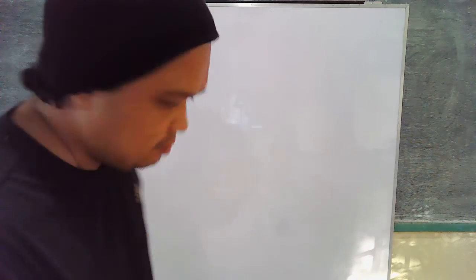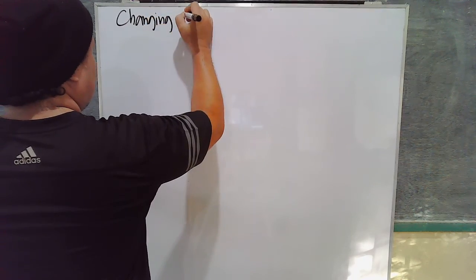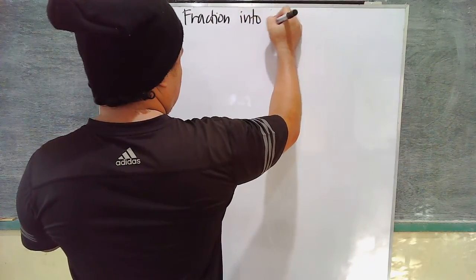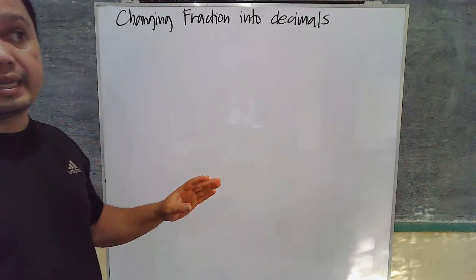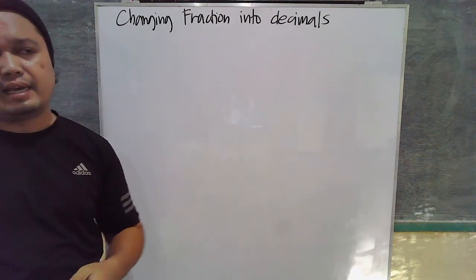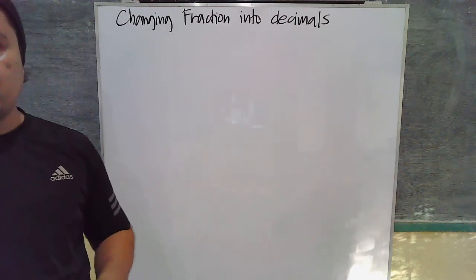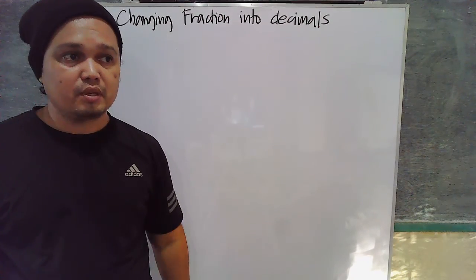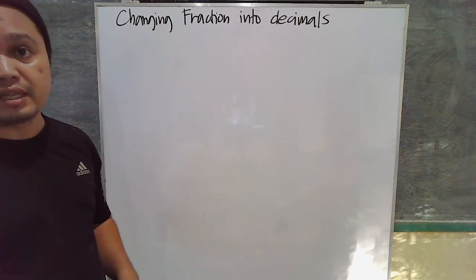Okay, and this time your lesson is about changing fraction into decimal. Okay, because after this lesson, we're gonna proceed next to decimal numbers. And with that, next we're gonna add decimals. We're gonna subtract decimals, multiply and divide decimals. Okay, but this time, for transition, we're gonna change first how to change fraction into decimals.